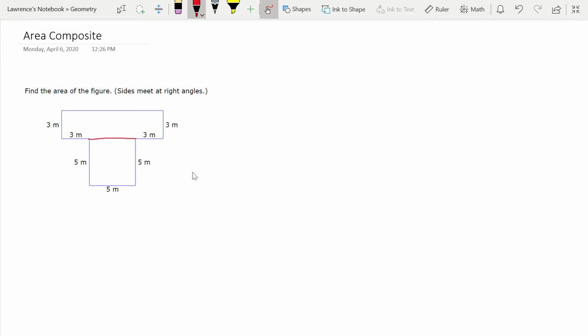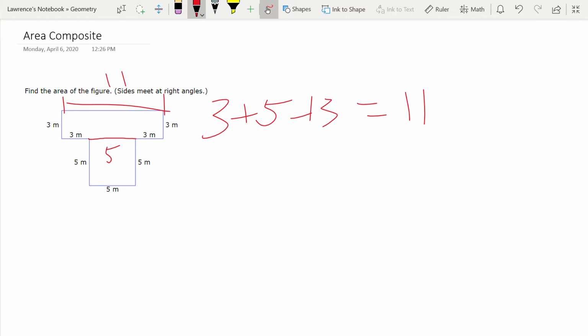So basically, I've got a rectangle and a square. I'm going to find each area and add them together. This right here has a length of 5, which means that this entire length is going to be 3 plus the 5 plus the 3, which is 11. So I'm going to find the area of the rectangle, find the area of the square, and add them up.